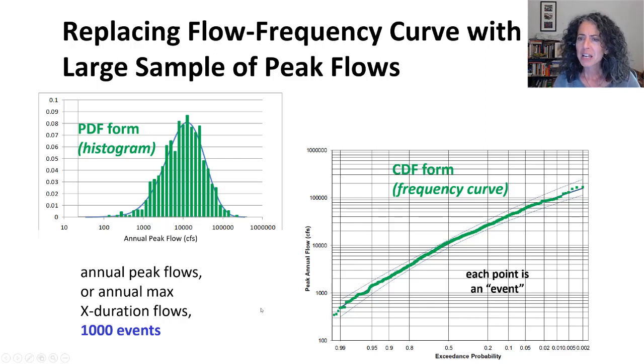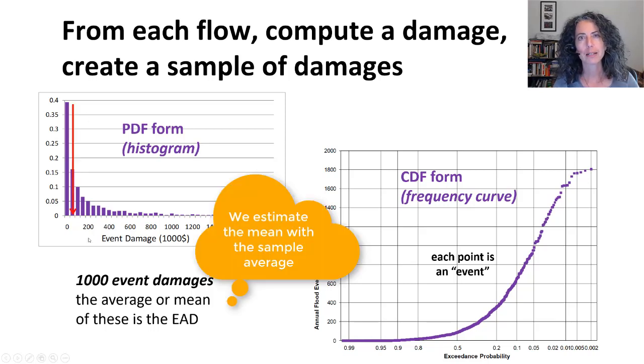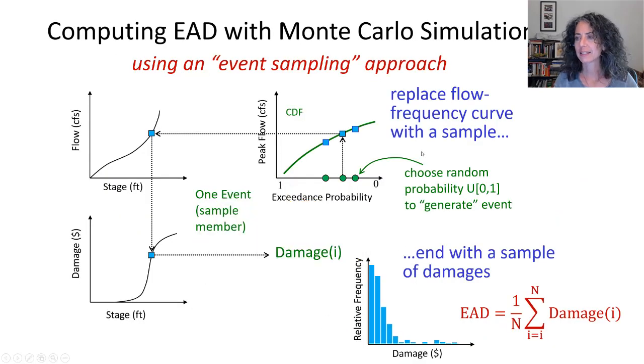sample members. So now for each of these 1,000 flows, I can compute a damage with my summary relationships, and so I get 1,000 damages. Here's my histogram of damage. Most of them are 0. Here's damage in the CDF form. To get the EAD, I just compute the mean damage, right? So that is my EAD computation as a Monte Carlo simulation.